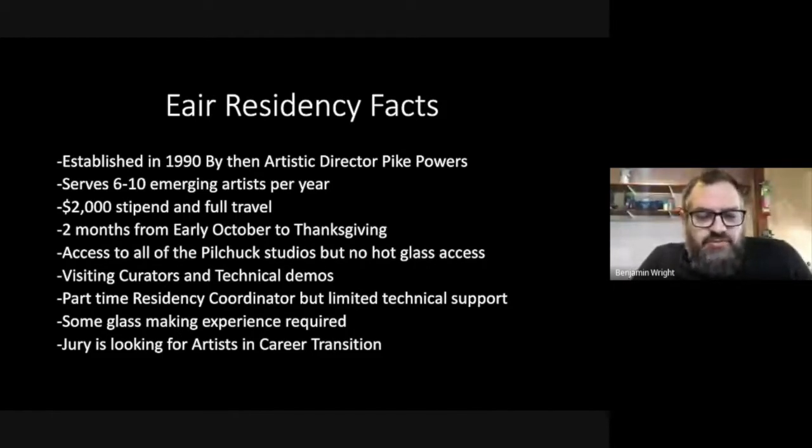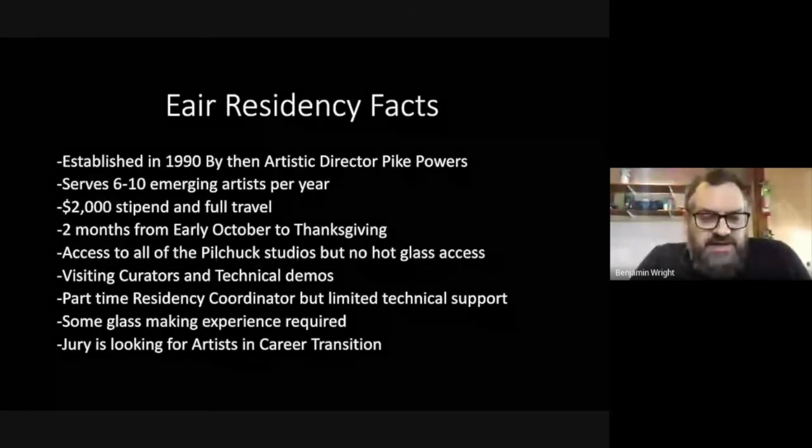There is a part-time residency coordinator that supports this residency, but we have limited technical support on campus at that point. So some glass making experience is required. And the jury is pretty clearly looking for artists that are at sort of inflection points, career transition points.